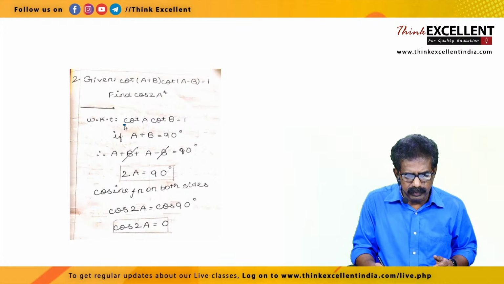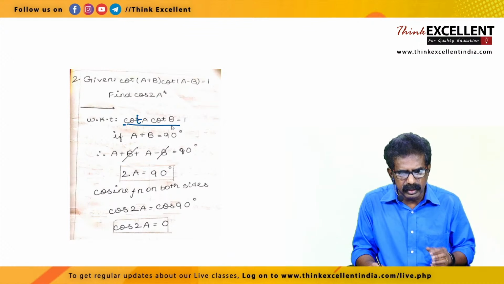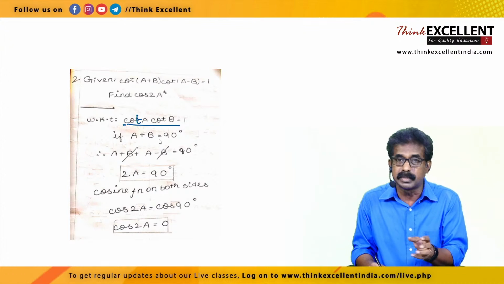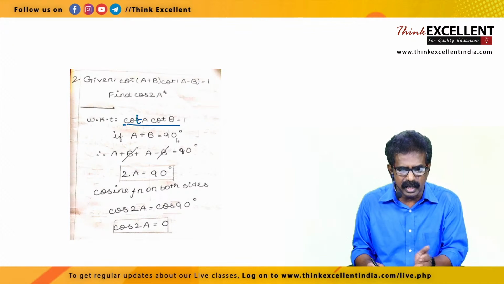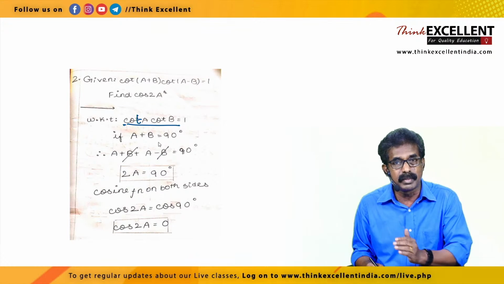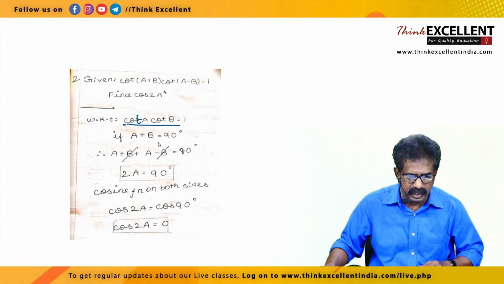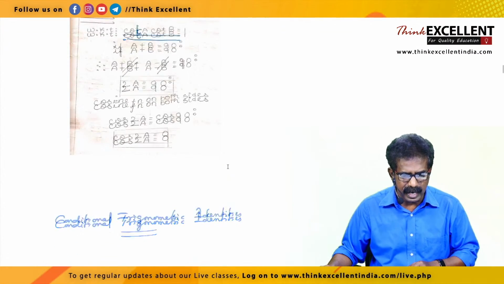Simple result: cot a into cot b equal to 1. If cot a into cot b equal to 1, then a plus b equal to 90, and the reverse also. If a plus b is 90, then cot a into cot b equal to 1. The same thing is applicable for tan also, that one thing we studied last class. So you can do it directly also.